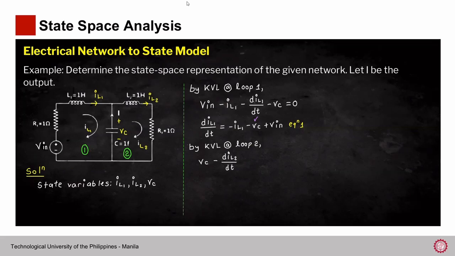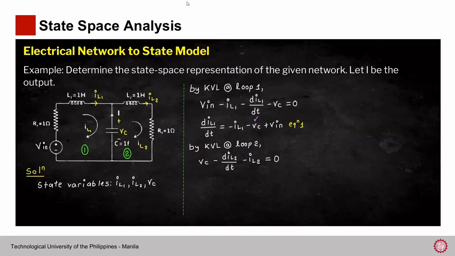The resistor is 1 times IL, so that is minus IL2. But IL2 lang kasi the resistor value is 1, so hindi na natin siya isusulat. So this is equal to 0, kasi wala naman siyang dinaanan na Vin. Okay? So, hindi po ito mesh analysis, no? It's just a simple KVL.